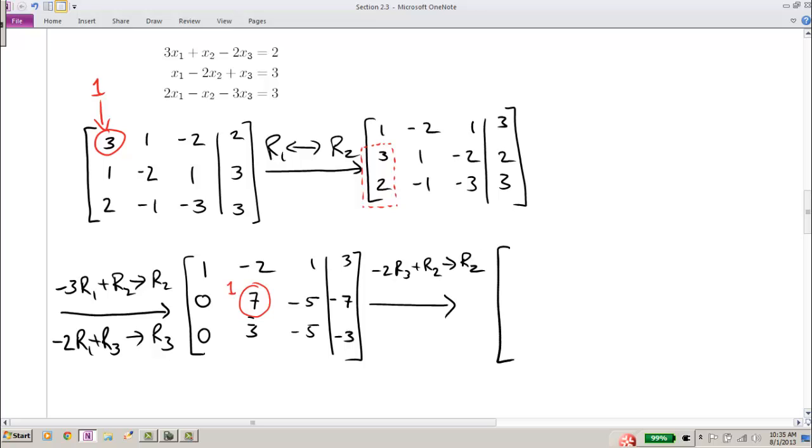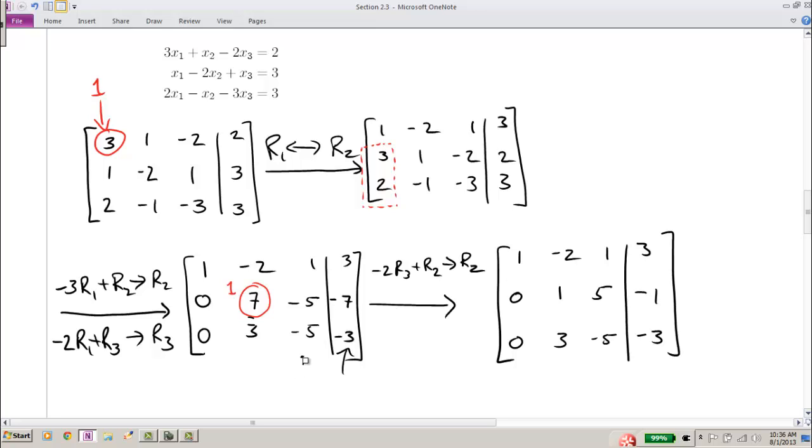So row 1 is unchanged and row 3 is unchanged in this process, right? Row 2 is the only row that is actually being altered here. Let's see, so we have a 1 there, and now -2 times a -5 is a +10, plus a -5 is a +5. -2 times a -3 is a +6, plus -7 is a -1. And here we are at our next matrix.